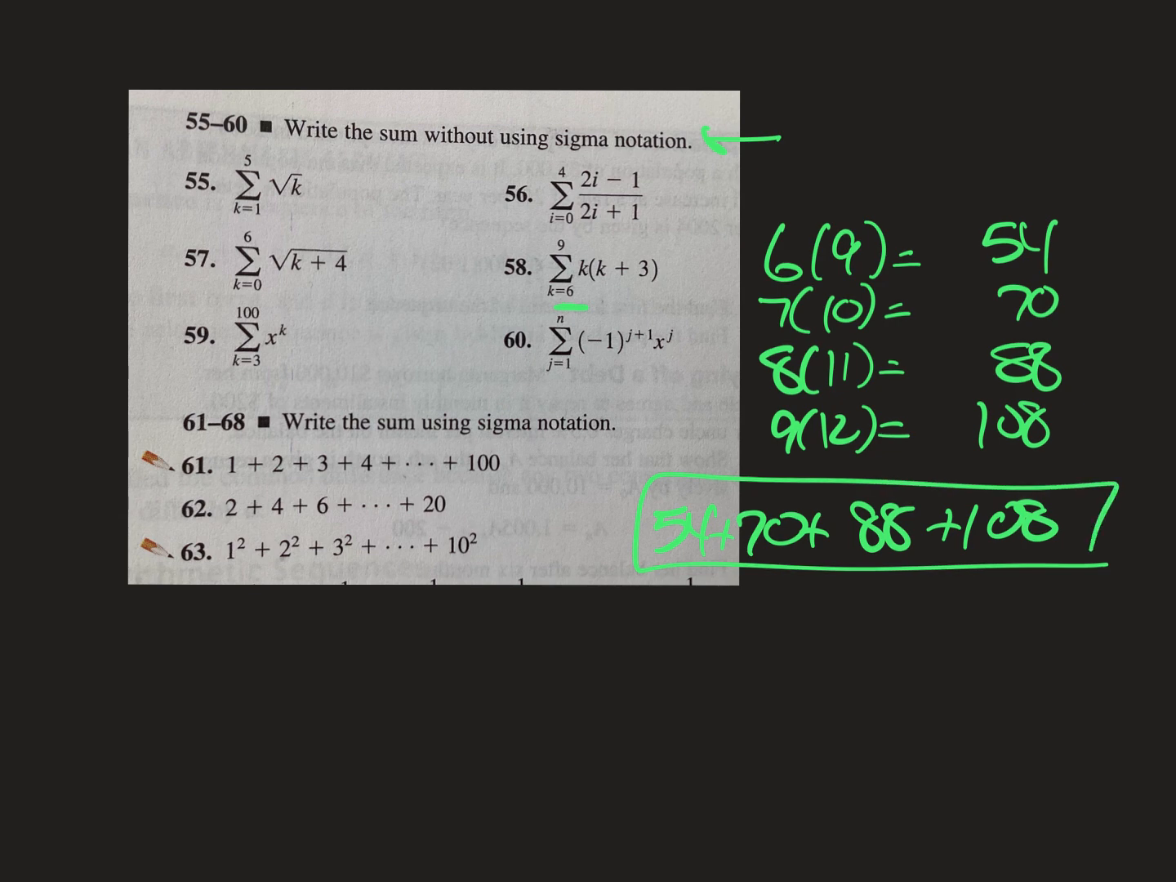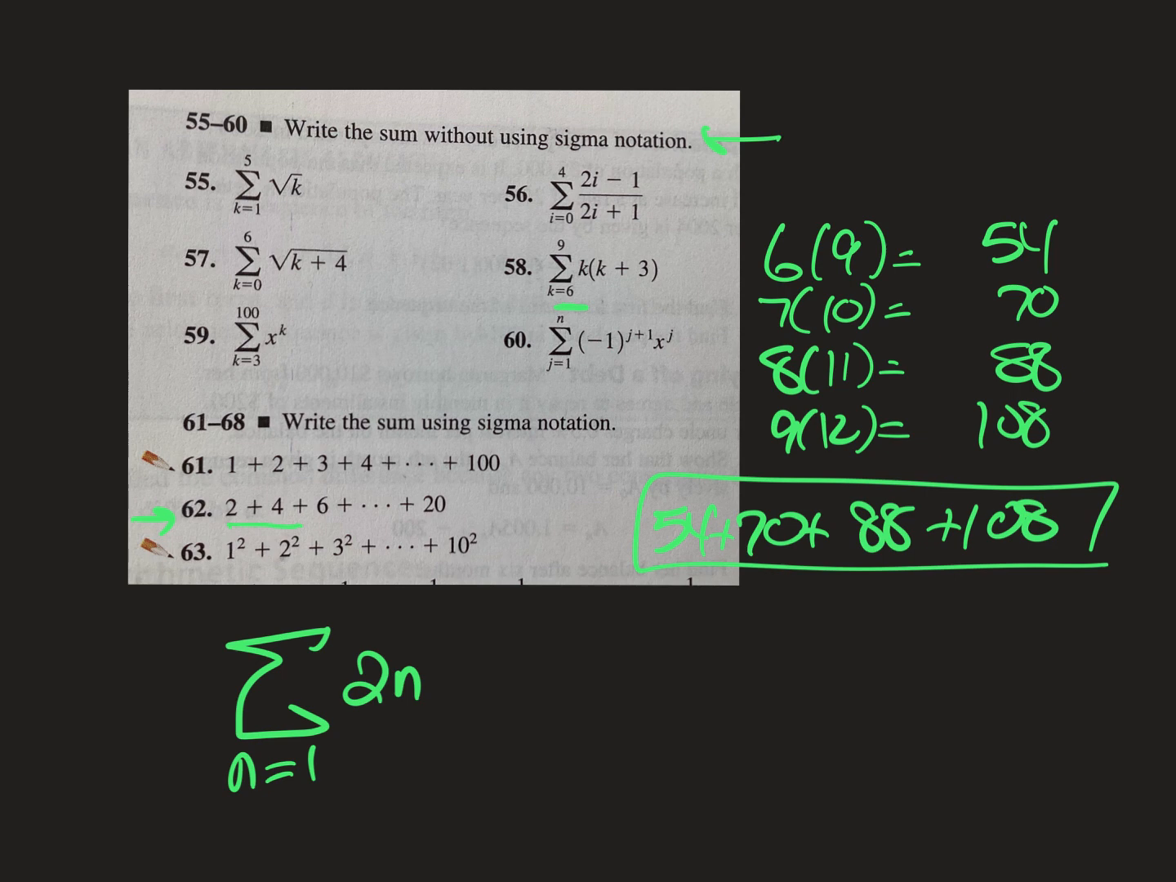And then when you get to the bottom part down here, I'll do 62. They want you to go backwards. They want you to take this, 2 plus 4 plus 6, all the way to 20, and write it with the sigma. So you've got to come up with what's going on. What I do know is that it's a difference of 2. So really we're doing 2 times 1, 2 times 2, 2 times 3. So I'm going to write 2n in, and I'm going to start down here with 1.